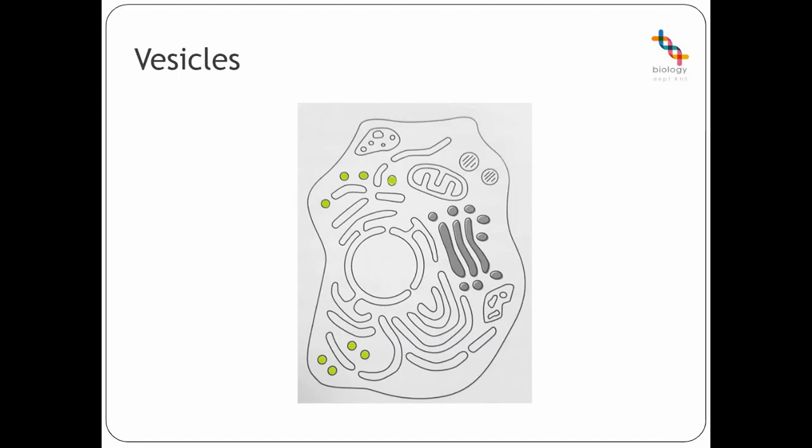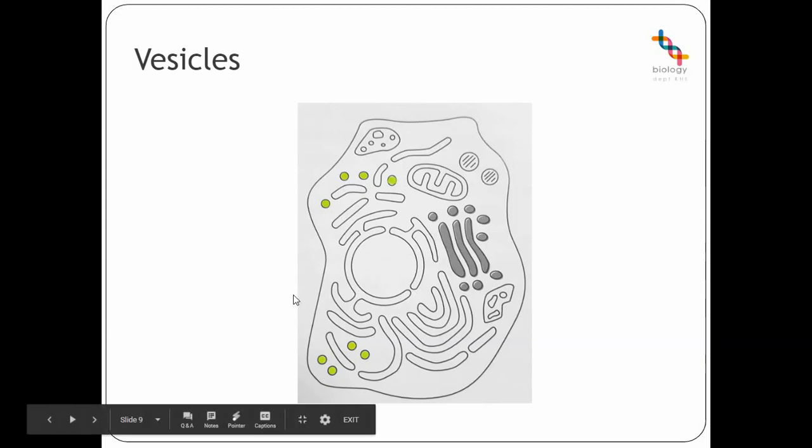Lastly, we have vesicles, and vesicles are small areas bounded by a membrane again, which are involved in transporting proteins and different materials between the membrane compartments. So they're going to take some of the packaged proteins from the Golgi apparatus and deliver them elsewhere in the cell. They may also be used to take material out of the cell itself.